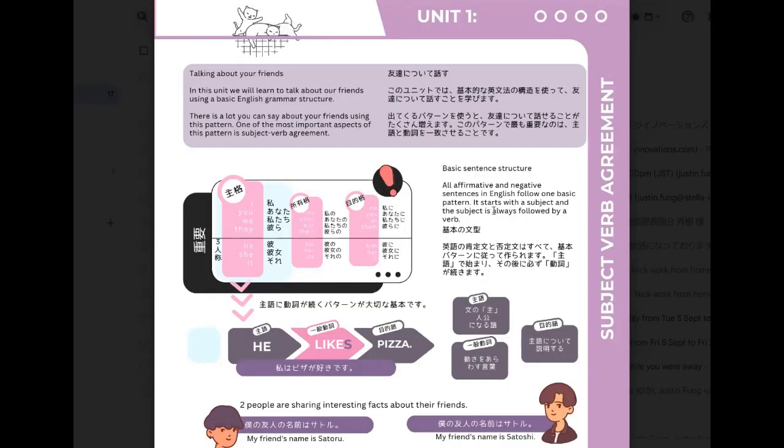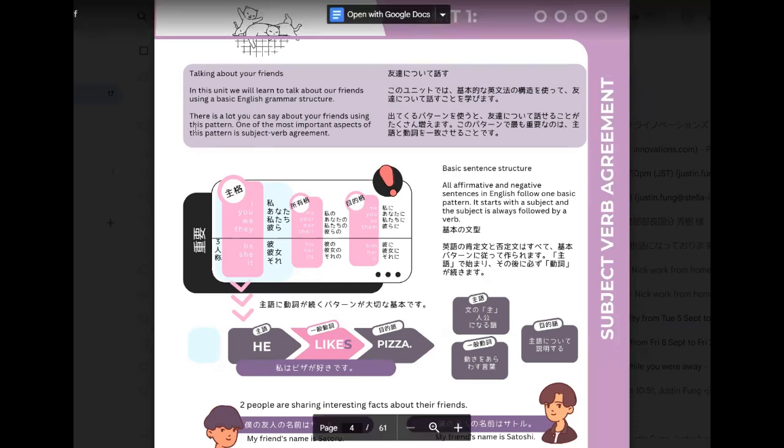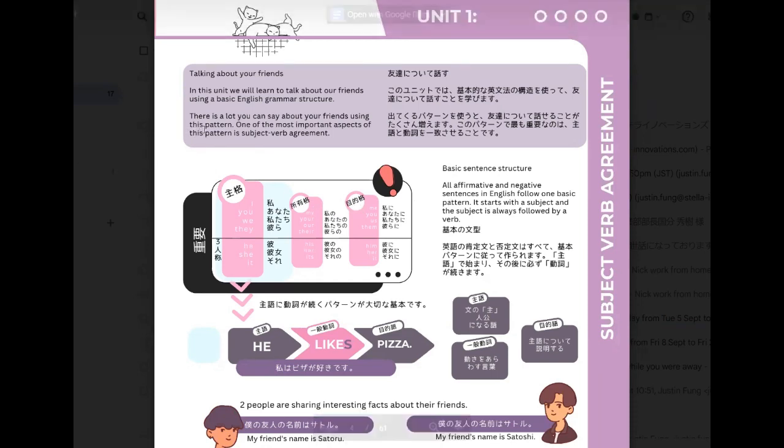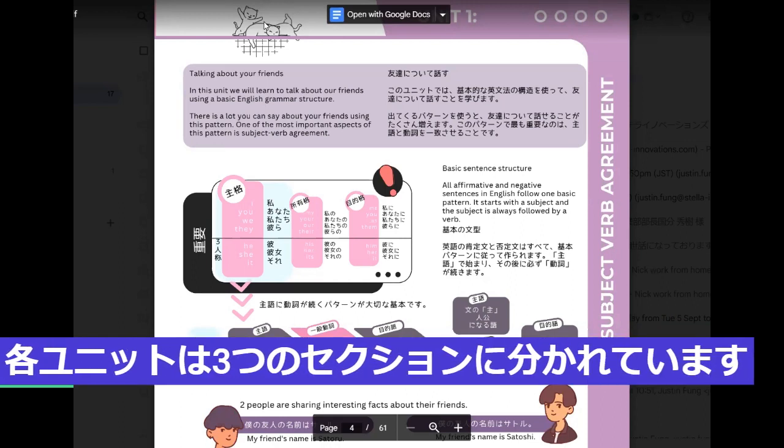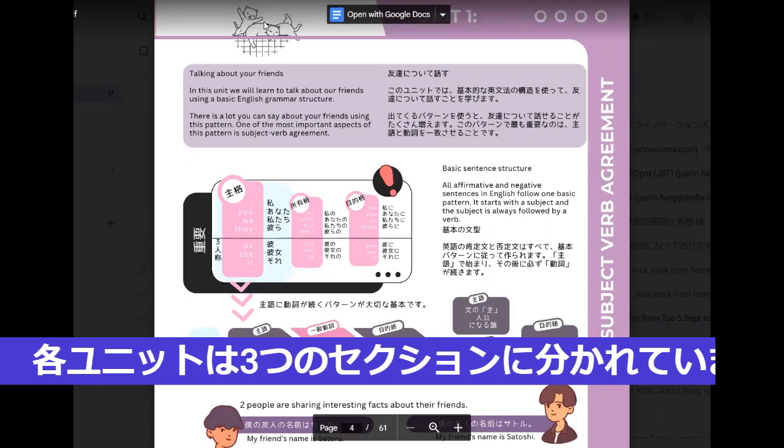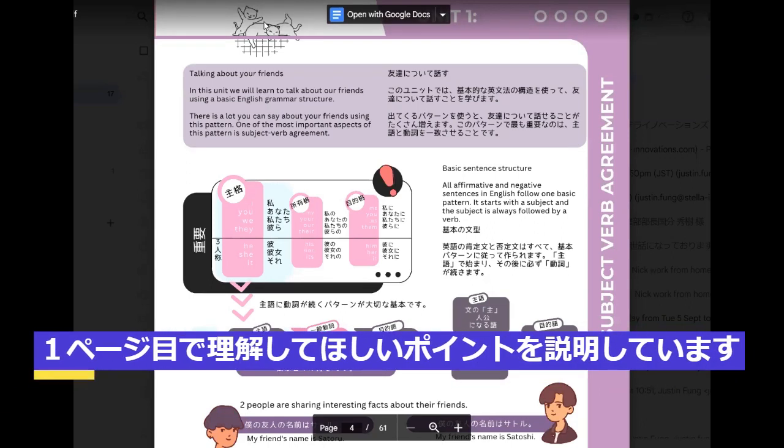Okay, great. Let me just walk you through a unit of our textbook so that you can get a better idea of what we're trying to offer here, what we're trying to accomplish. Right, so each unit in our Get Started series is split up into 3 sections and focuses on one specific grammar point that we want our students to leave the classroom confident in utilizing.